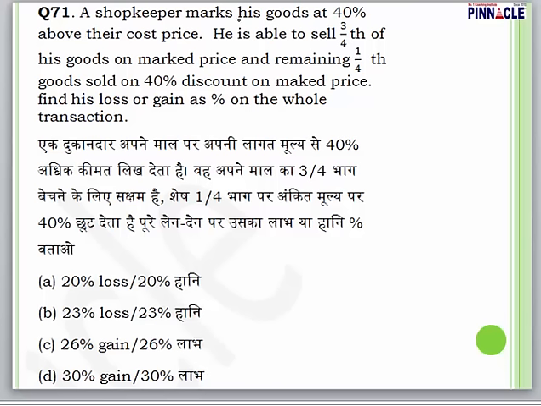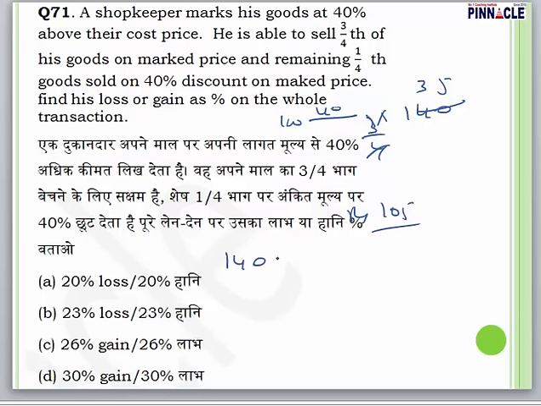So, the shopkeeper marks his goods at 40% above the cost price. Means, if 100 rupees is the price, then mark 140. And he is able to sell 3 by 4 at the market price. 3 by 4 means you multiply it by 3 by 4. 105 rupees he is able to sell 3 by 4 and the remaining is 1 by 4, and that 1 by 4 he is selling at 40% discount. 40% discount means, in other words, you can write 60 by 100 rupees.